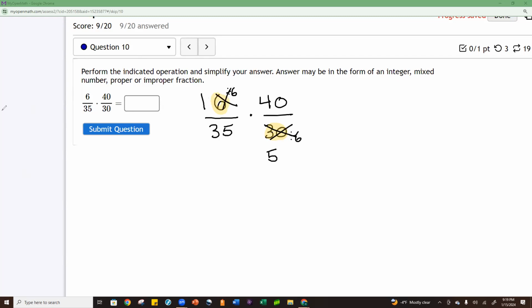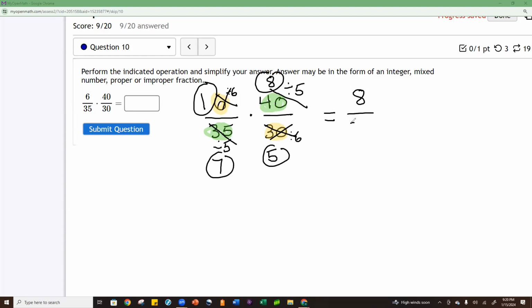Now let me check the 40 and the 35. So I'm going to take my highlighter again so I can show you which part I'm talking about. The greatest common factor between those two numbers, you can write it out to check, but I'm going to tell you that it's 5. So what you can do is divide each of those by 5. When I divide 35 by 5, I get 7. Dividing 40 by 5, I get 8. Okay, now I can multiply across the top. My 1 times my 8, I get 8. And my 7 times my 5, I get 35, and there's my answer.